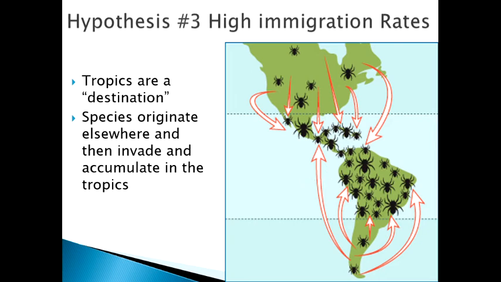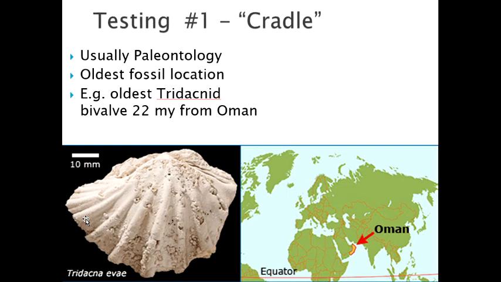Well, we want to test these hypotheses, and testing the first one is easy enough. You need fossils. You usually find the oldest fossil that you can of the particular group you're looking at, and that's taken to be where it originates. That's at least your best guess. And the example given here, tridacnid clams, these are the giant clams that are all over Indonesia, parts of the Indian and Pacific Ocean. But the very first oldest one is a little squirt.